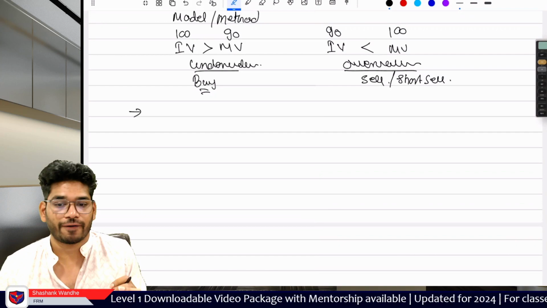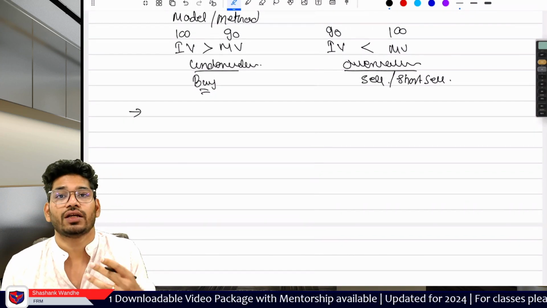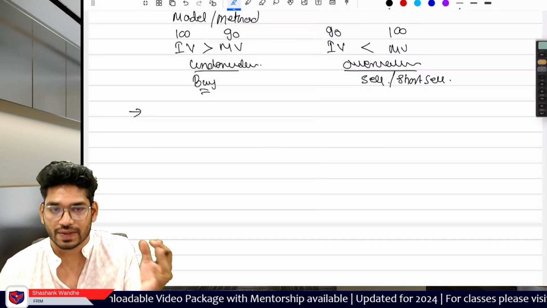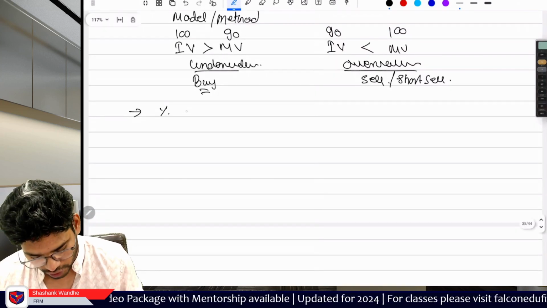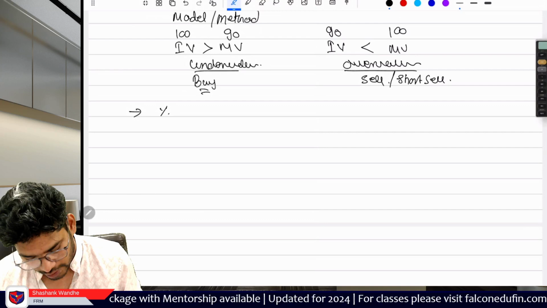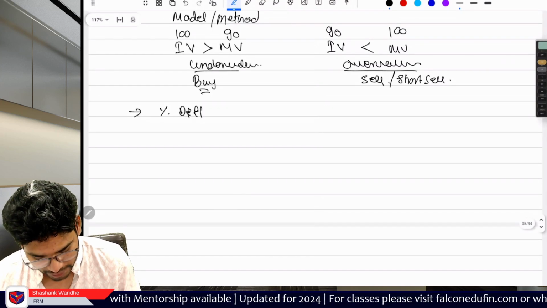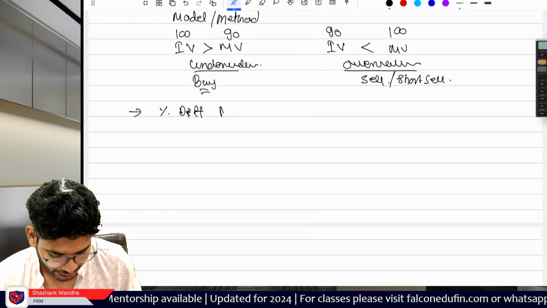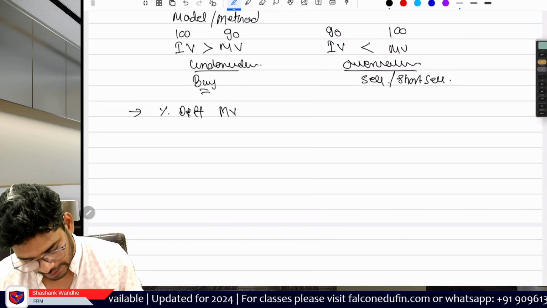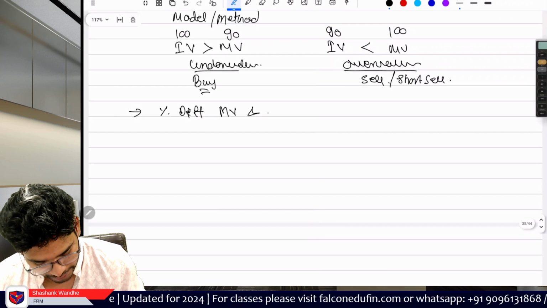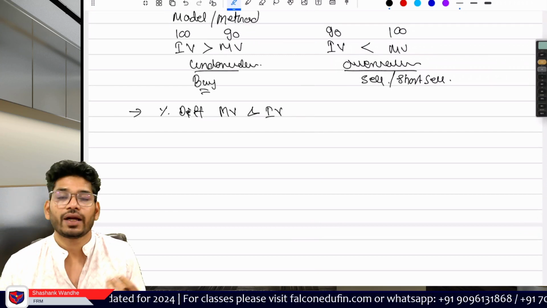The factors which affect the investor's decision of taking a position, that is buying or selling the security, are the ones you should remember. So first, the percentage difference between the market price and the intrinsic value as per your calculation.